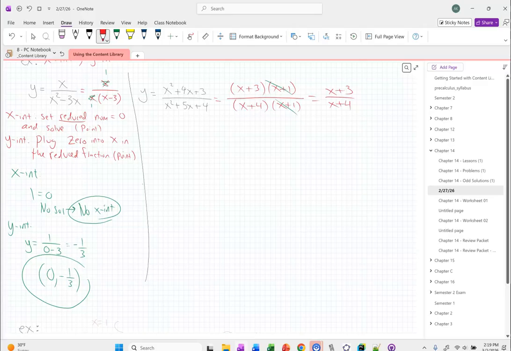Note that we had an x plus 1 in the top and bottom. I reduced those, leaving me with just x plus 3 over x plus 4. Is everybody okay with that? Okay. For the x-intercept, what do I do? I take the reduced numerator and set it equal to 0. Done. That's it. There's my x-intercept, (negative 3, 0).